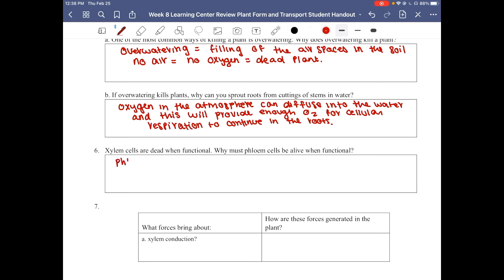So phloem cells load sugar against concentration gradient. This requires ATP.